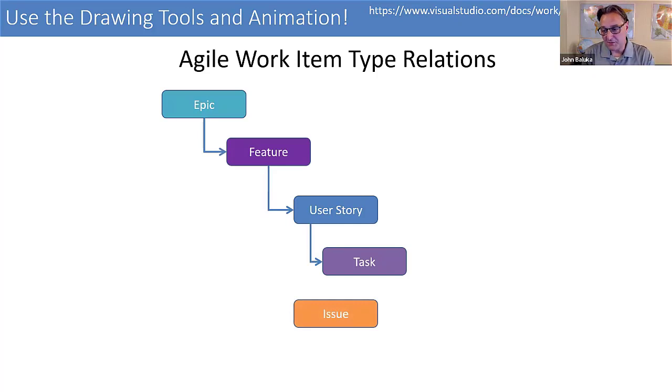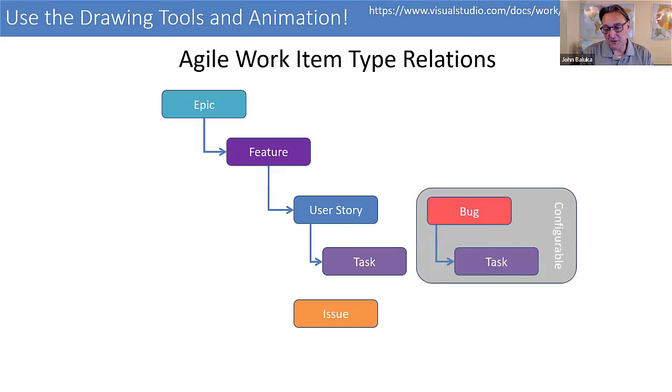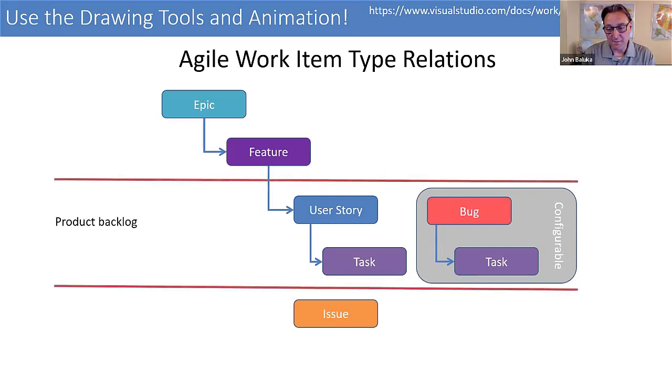Many organizations don't find much value with the issue work item type, which is true. A bug is also like a user story and allows for a task breakdown. Many organizations use the bug work item type. Overall, user stories and bugs make up the product backlog. Issues are sometimes separated for issue tracking. And finally, epics and features make up the portfolio backlog.